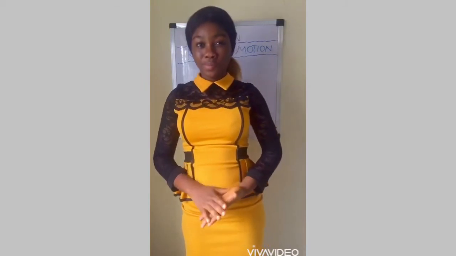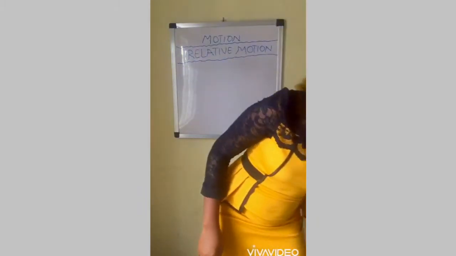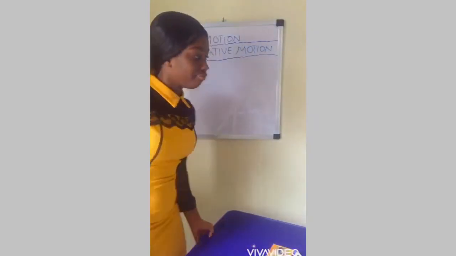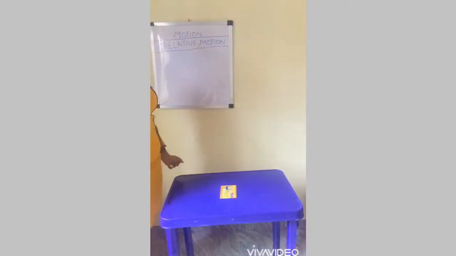We define motion as a change in position of an object. It is thereby impossible to determine the change in position of an object if there is no point of reference, or we'll just assume the object is at rest. I'll give an illustration explaining that, using this table and this marker.